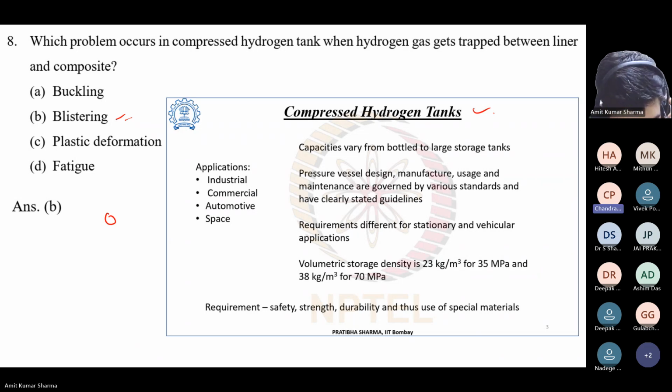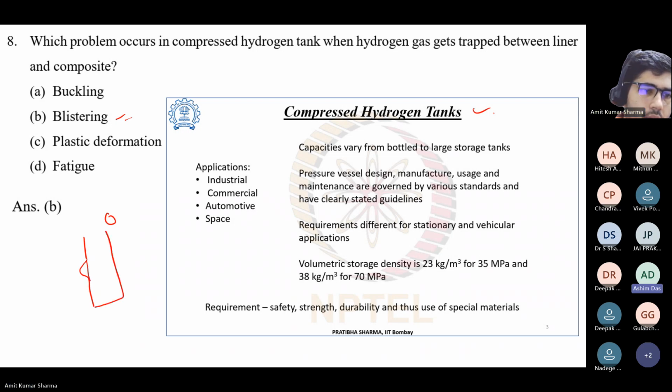Or you can imagine if you have any thermal burn on your skin, you start getting blisters. It's basically like that. You have a bulging of the surface, which can weaken the tank material, and in the long run the tank can fail.